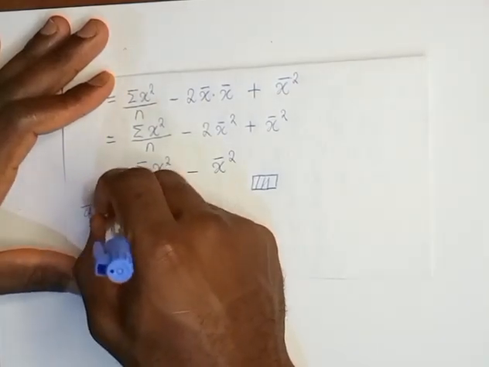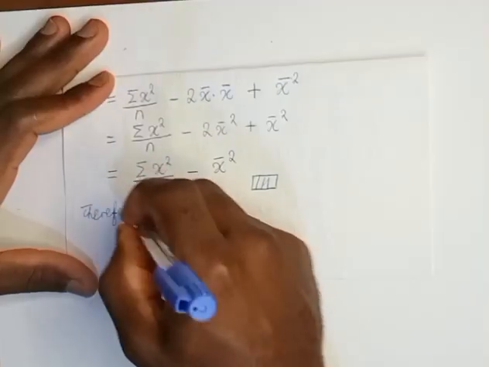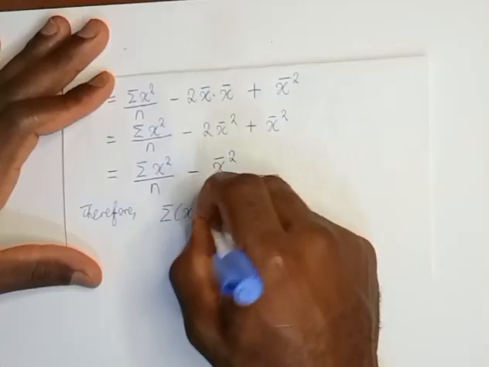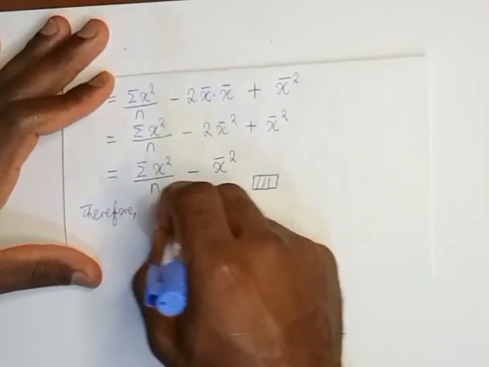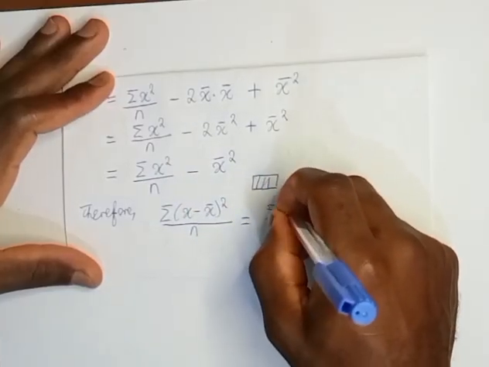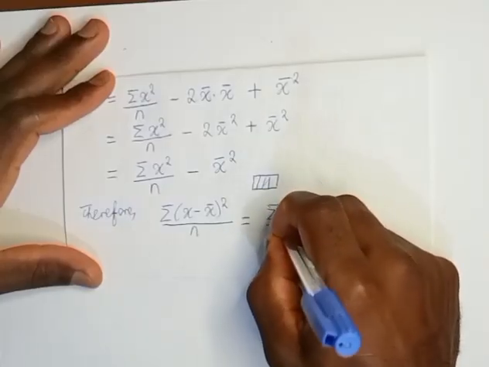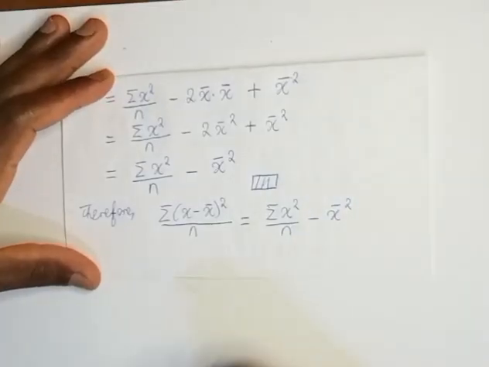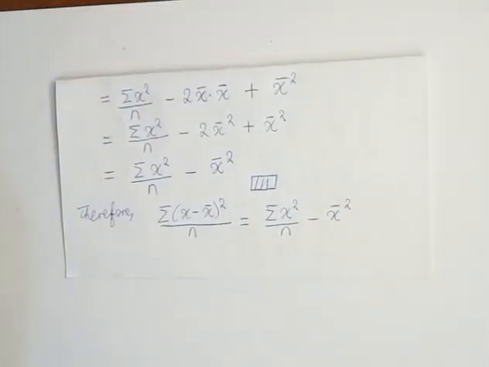Therefore, summation (x minus x bar) all squared divided by n is simply equal to summation x squared all over n minus x bar squared. We are done with this proof.